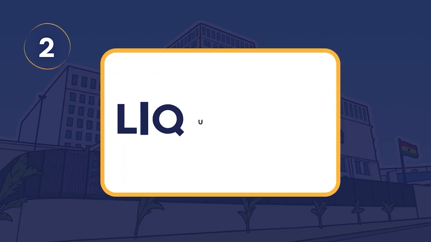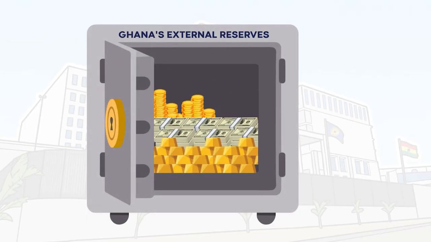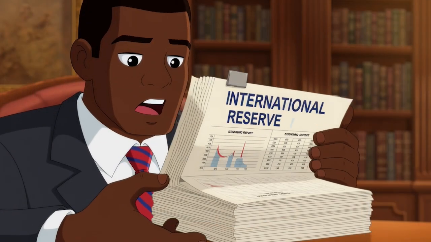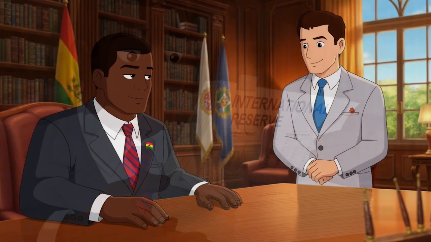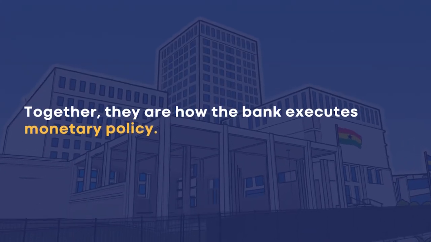Second, liquidity. Making sure the funds are available and easy to deploy when needed. Third, return. Earning a reasonable return after safety and liquidity are ensured. Together, they are how the bank executes monetary policy.